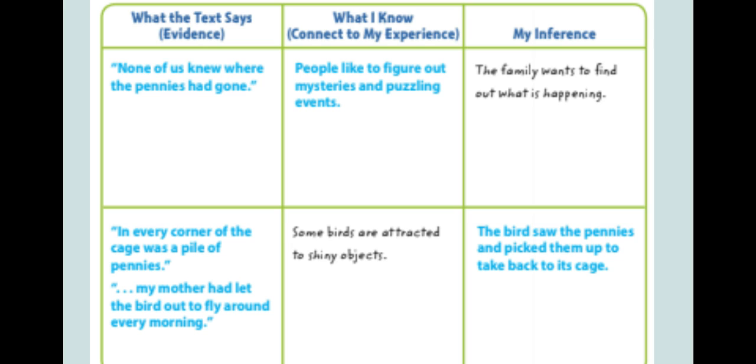None of us knew where the pennies had gone. So I took that, and what I know with that text evidence is people like to figure out mysteries and puzzling events, right? If you had missing pennies in your house, you're going to want to know where they're disappearing to. And my final inference is the family wants to find out what is happening. They're going to solve that problem and that mystery.